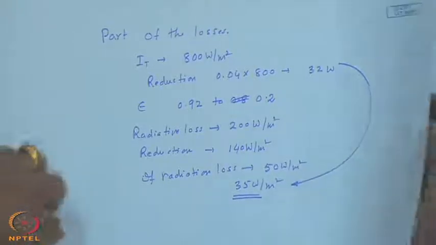So, one should go for the actual calculation depending upon the operating condition and make sure that the radiative component of loss is sufficiently reduced because of a reduction in emissivity, and it is more than the reduction in the absorbed radiation, which is caused by some reduction in the absorptivity in the process of producing a selective surface.